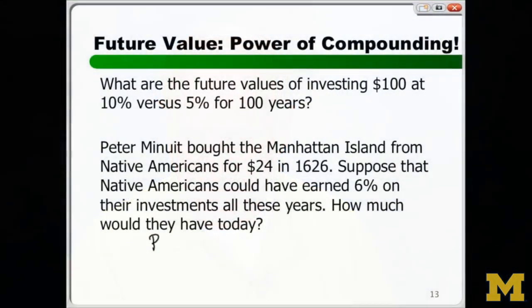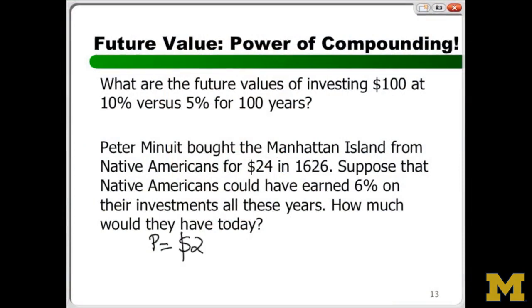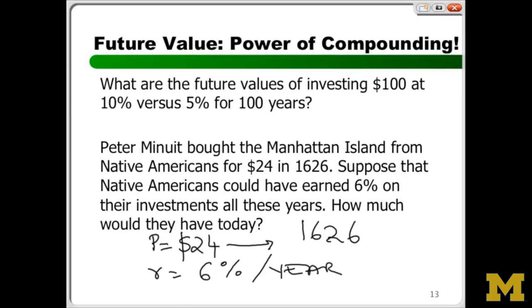I'm going to use this platform itself and tell you what the formula will look like. So it's very obvious now to you that the P here is $24. But remember when? It's 1626, right? And R is 6%. Remember, it's per year. So two things to remember about R. It always is for a period of time, in this case a year, and it's always a percentage.